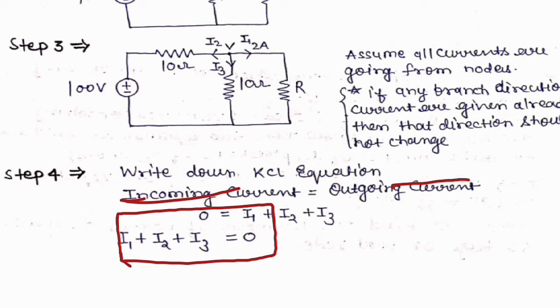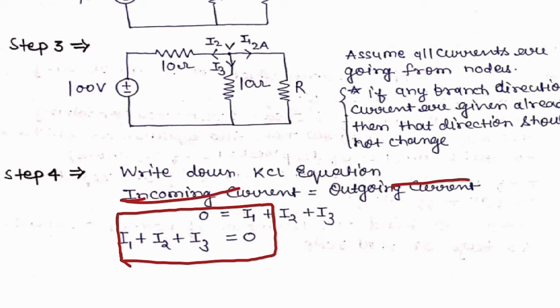Step number 3: find the current direction, and it is always assumed that if you are at the position of that node, then all current directions should be assumed going away from the node. This is called the outgoing current; it looks like an outgoing current from the node.